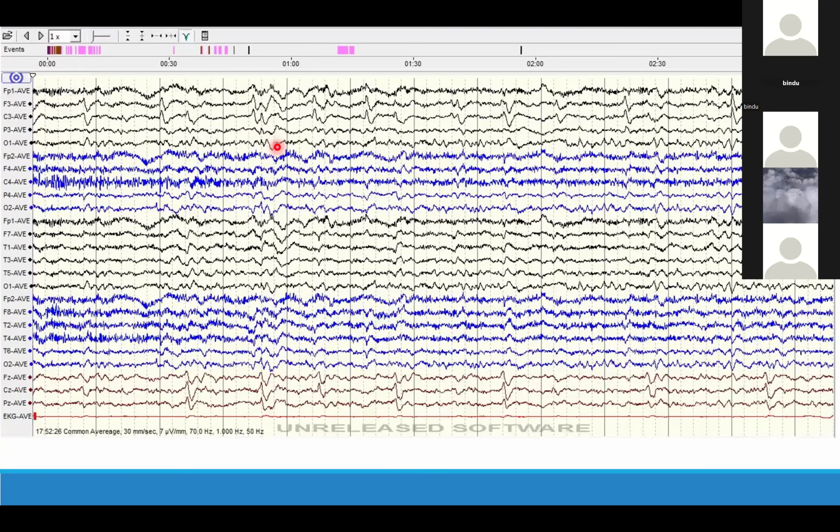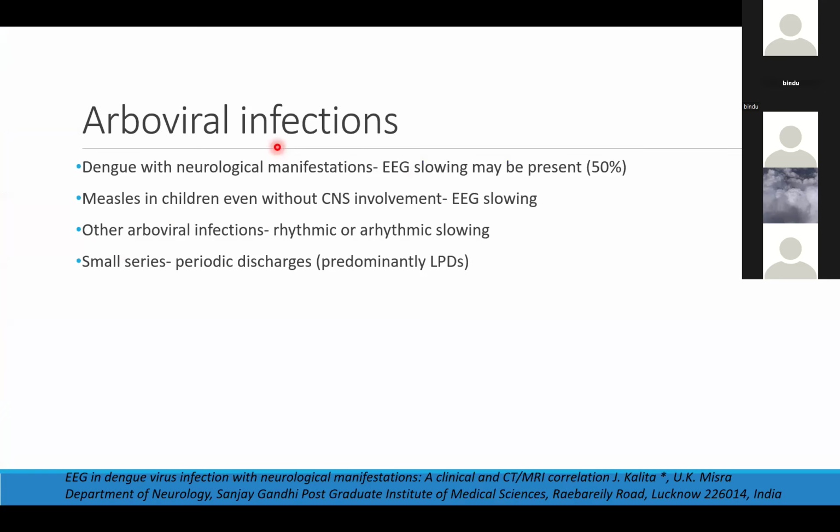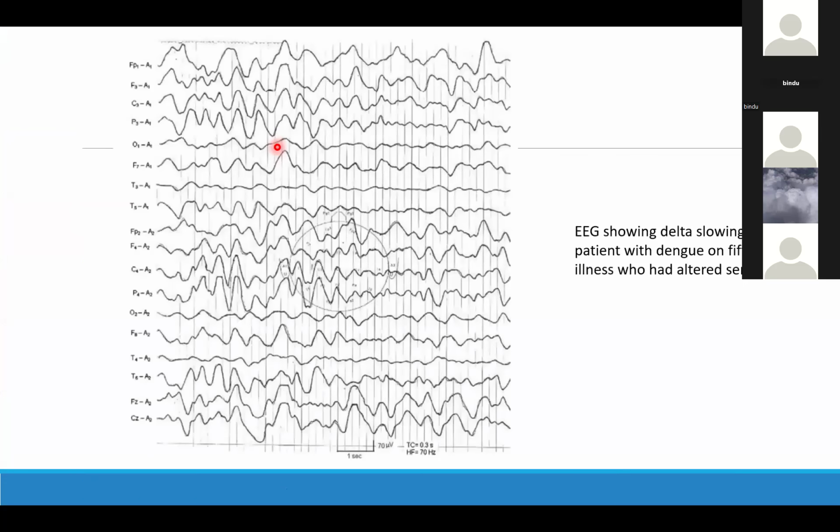The arboviral infections like dengue can also show EEG slowing when they present with dengue encephalitis. Measles in children can have EEG manifestations even without CNS involvement. This was an EEG showing delta slowing in a patient with dengue on the 5th day of illness who presented with altered sensorium.